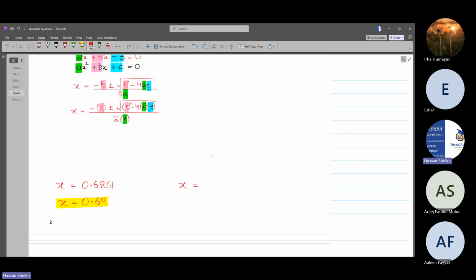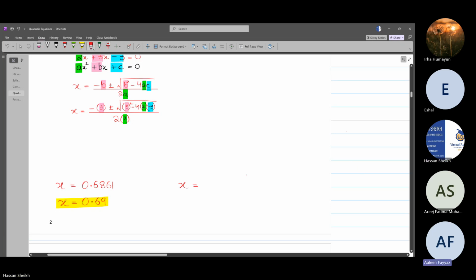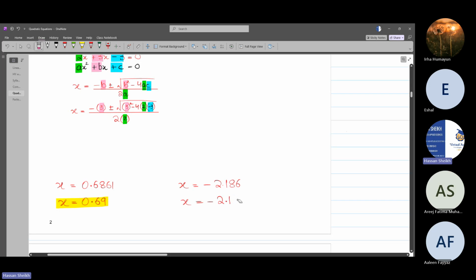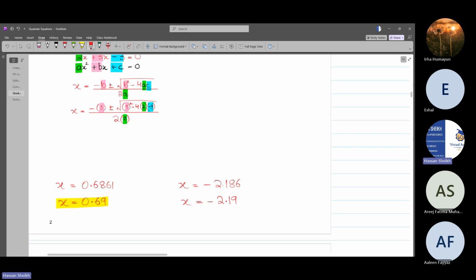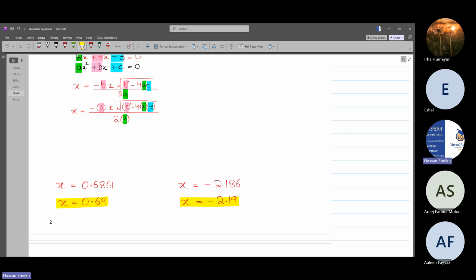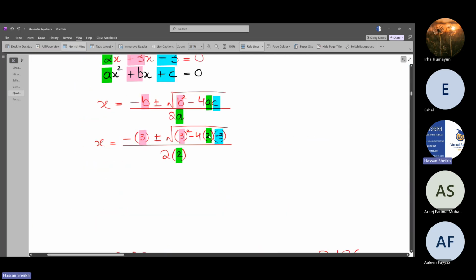Press equals to. You'll get the next answer. Negative 2.186, and it could be rounded off to negative 2.19. Yes, students, do you agree? To two decimal places it is 2.19. 86 would be turned to 9. Yes. Now, understand the same step if you don't have the FX991ES.